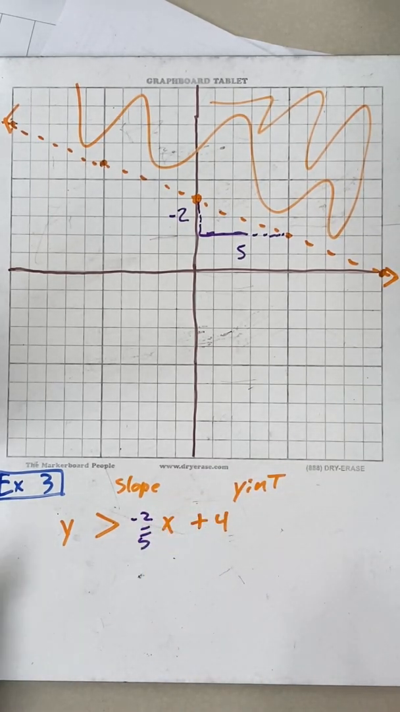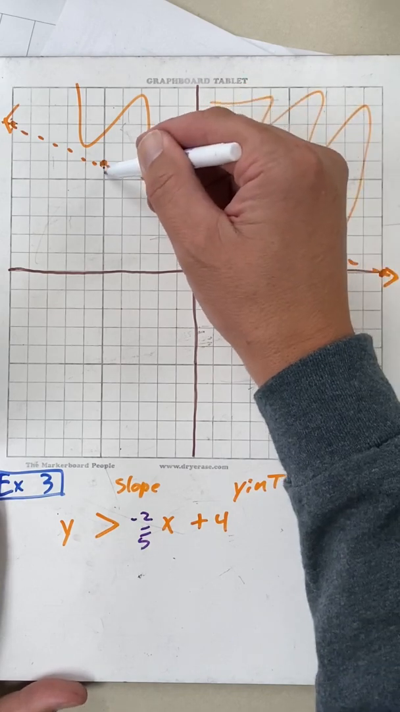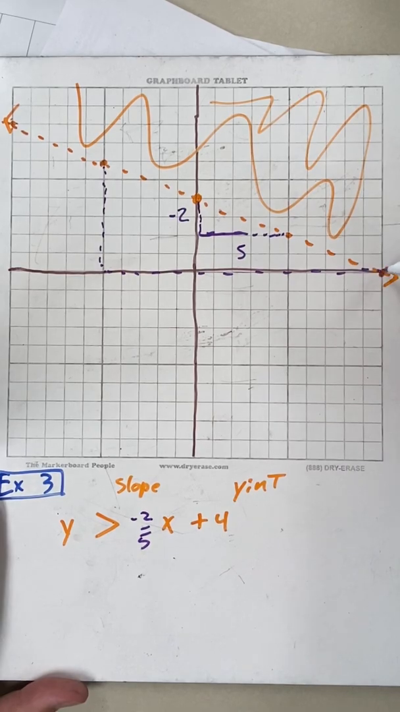Now somebody might ask, well, what if you didn't use those 2 points? What if you use something else? Well, it's not a big deal. I'm gonna use this one here. I'm gonna go all the way down here. I'm gonna go all the way across over to here.